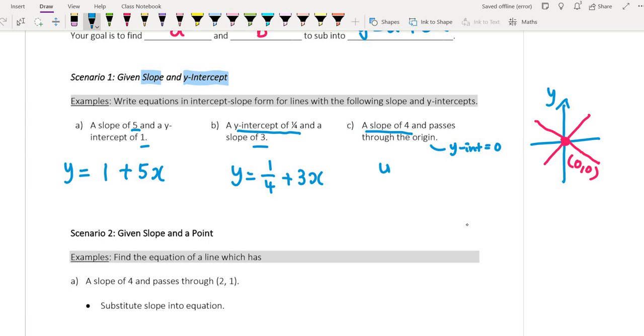So in our equation, instead of the y-intercept, we can write a 0 there. And then it gives us the slope, which is 4. So we write it like this. And obviously 0 is 0, so we don't want to write that. We just write it as this.